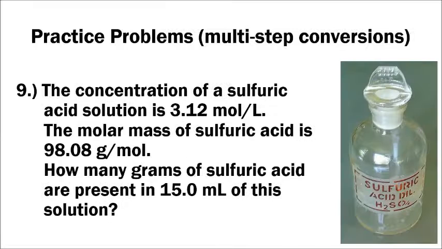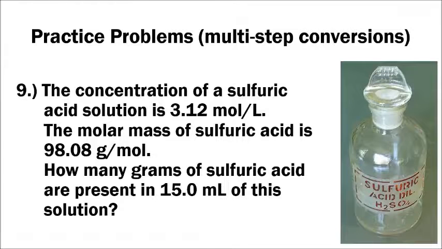Number 9. The concentration of a sulfuric acid solution is 3.12 moles per liter. The molar mass of sulfuric acid is 98.08 grams per mole. How many grams of sulfuric acid are present in 15.0 milliliters of this solution?